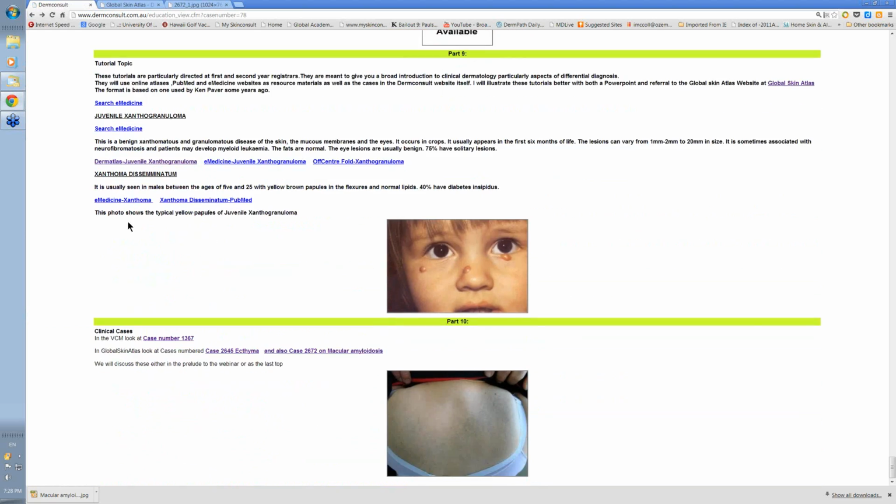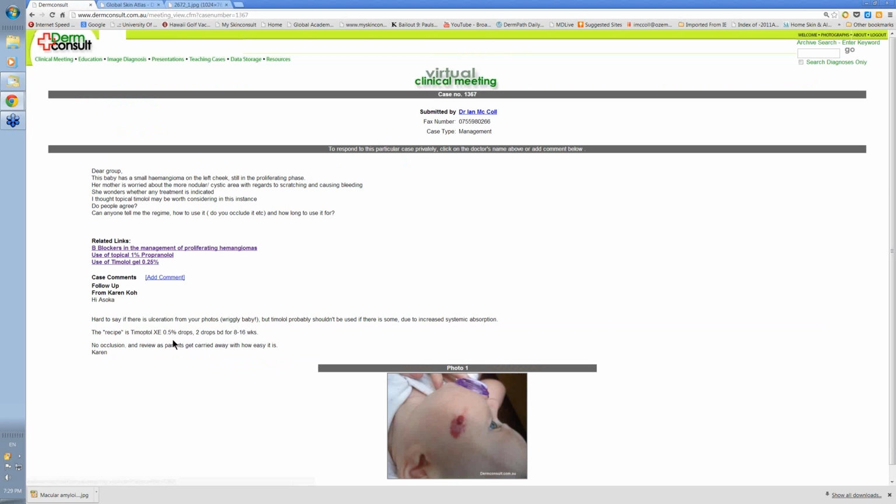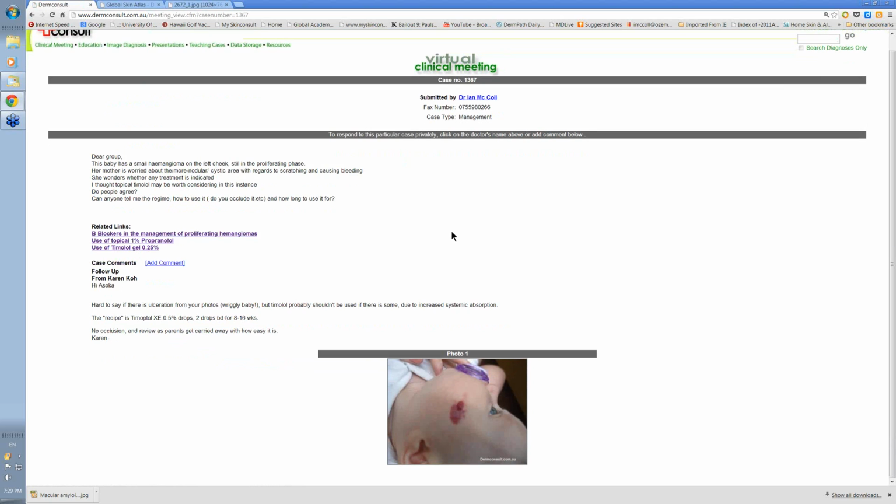In the webinar we'll look at juvenile xanthogranuloma. Solitary one is usually not of great significance. Multiple ones, you have to look at the child from the point of view of having one of the histiocytoses, and you've also always got to check the eyes. But we'll show some further examples of that in more detail. And we're going to look at a couple of cases in the webinar itself. I think the first one was this one in the virtual clinical meeting.